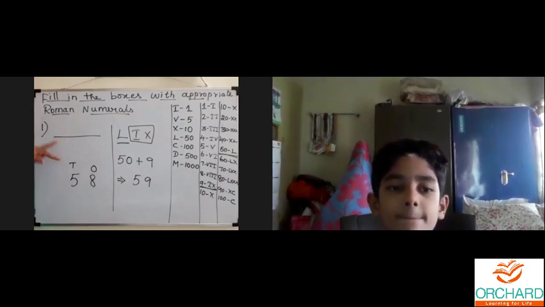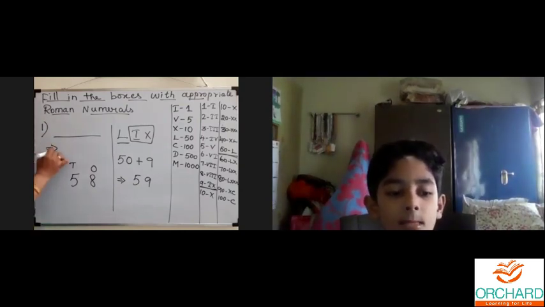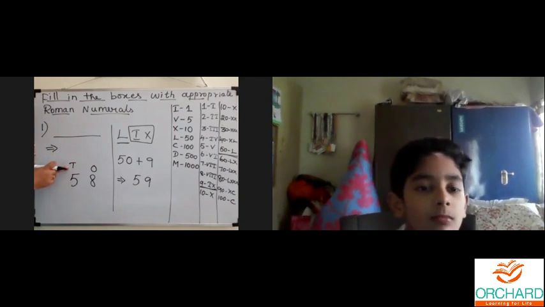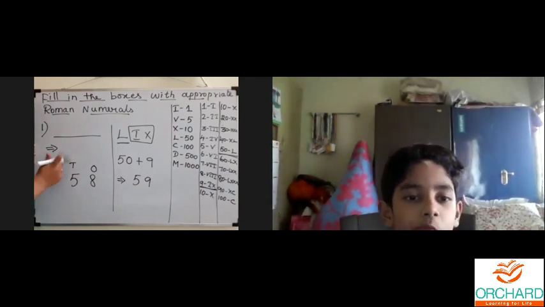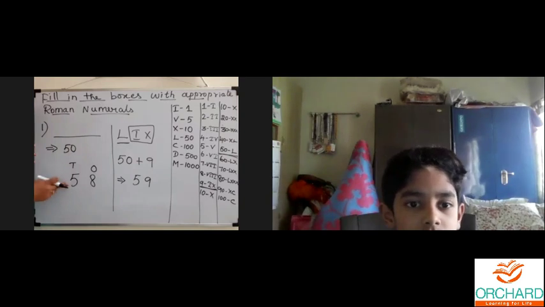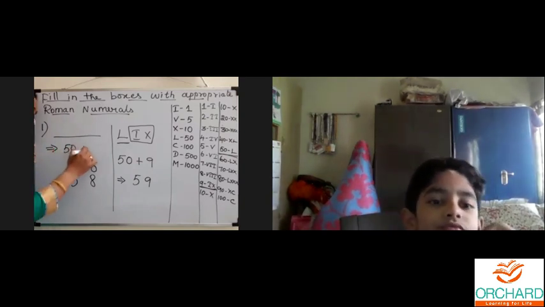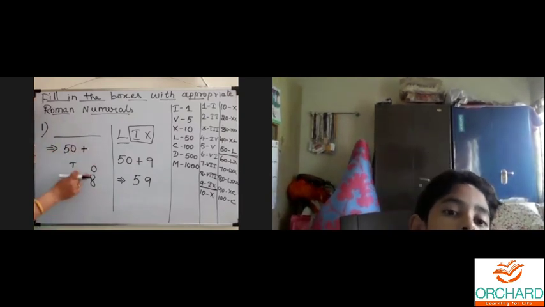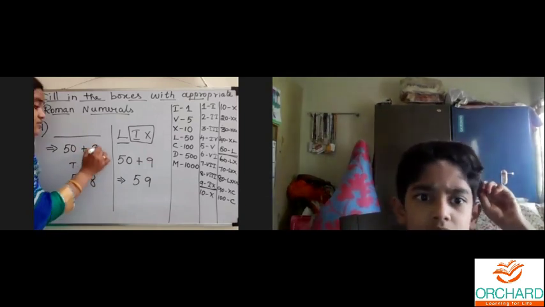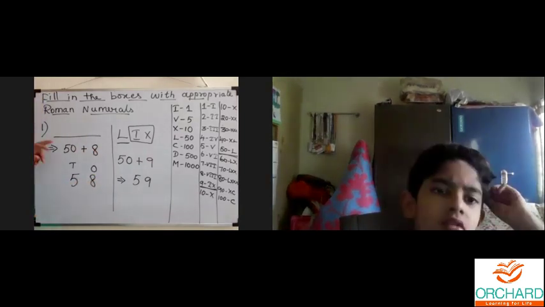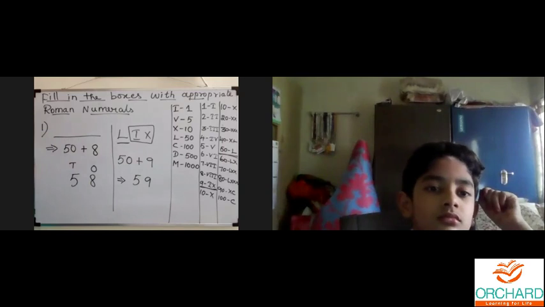Now how we can write the expanded form here? 5 which stands in the place of 10. So 5 tens are 50 plus 8 which stands in the place of 1. So we can write as 8 ones are 8. Very good.